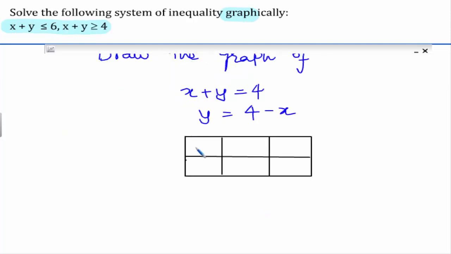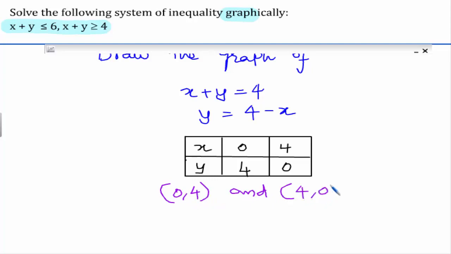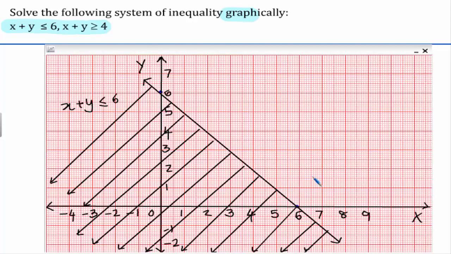Let us select the values for x and we will get the values for y. If x is equal to 0, then y will be 4, and if x is equal to 4, then y will be 0. So the ordered pairs for this inequality are (0, 4) and (4, 0). Now let us draw the graph for that. (4, 0) will be here and (0, 4) will be here.